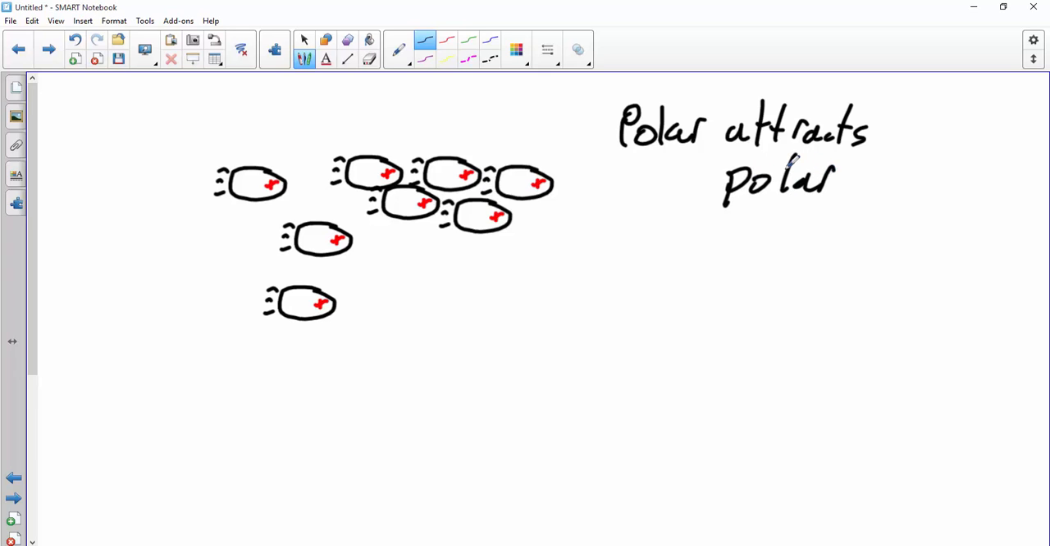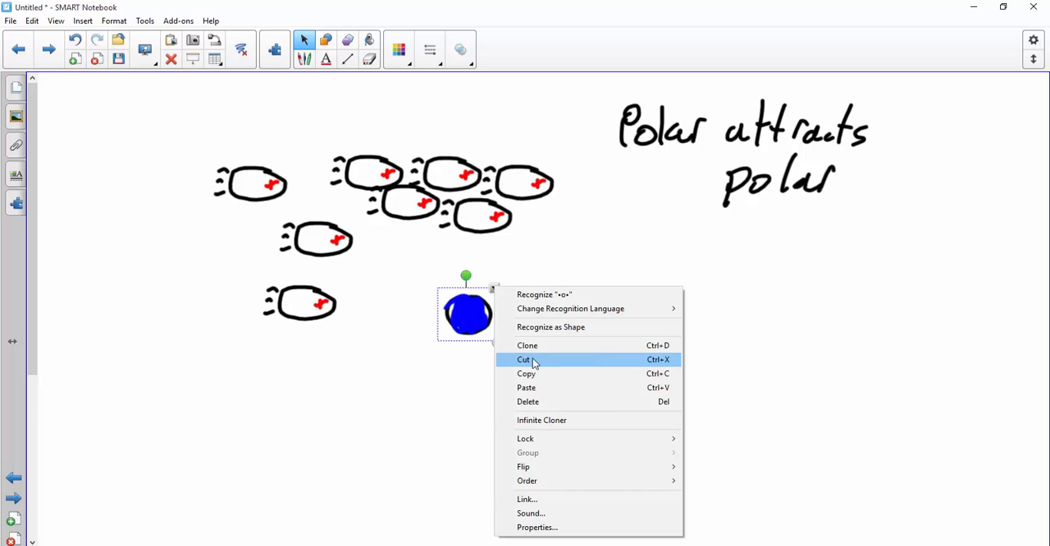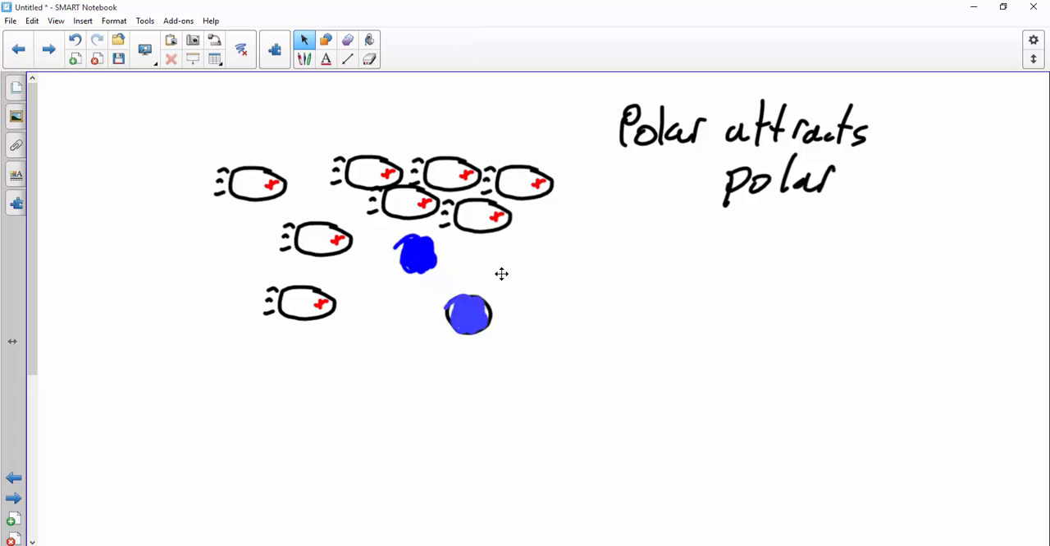Now, what if I put a molecule in here that's not polar? What if I put a molecule in here that's got no positive or negative side? It's just nice and evenly distributed charge. So this is my nonpolar molecule. It's got no pluses and no minuses. It's just hanging out here. Well, what happens when I put a whole bunch of these together in here? Are they going to stick with those other polar molecules? The answer is no. There's no attractive force between them.